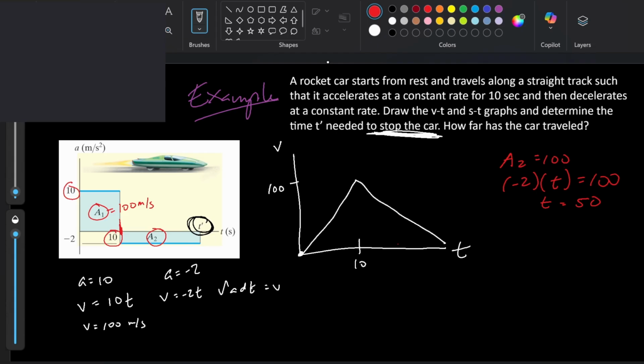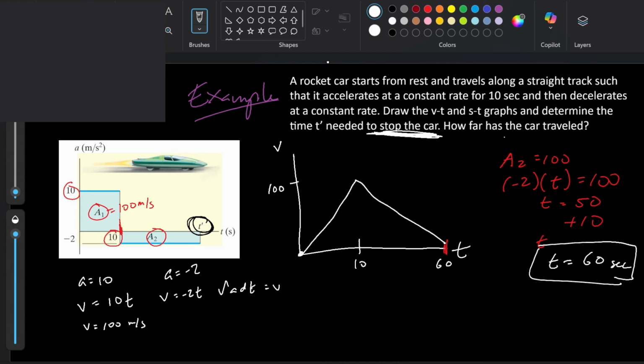And again, that's 50 seconds from the 10-second mark, which means we need to add on those original 10 seconds. That's our starting point. So t, the end here, is actually 60. Makes it 60 seconds to go back down to 0. So this is our velocity versus time graph. This is how we get the total time needed to stop the car, of 60 seconds. What goes up must come down according to this problem statement.